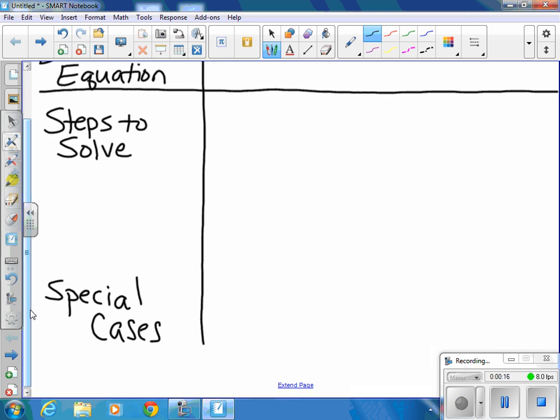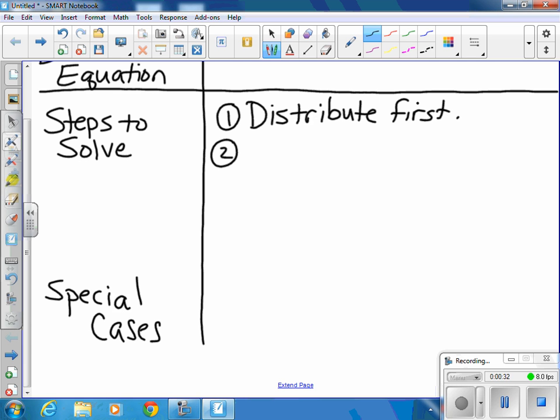The first thing I'm going to give you are steps to solve, and you do have to follow the order of these steps if they are present. The very first thing you must do is to distribute. You will always distribute first in every equation you do, so you get in the habit of doing that very quickly. The second thing you will do, if it is there, is to combine your like terms.